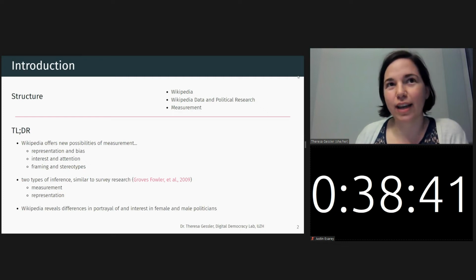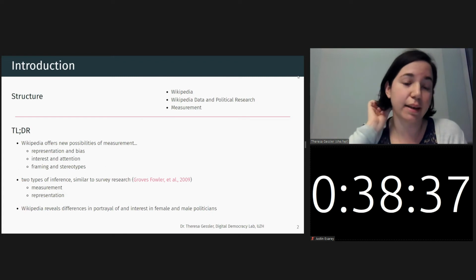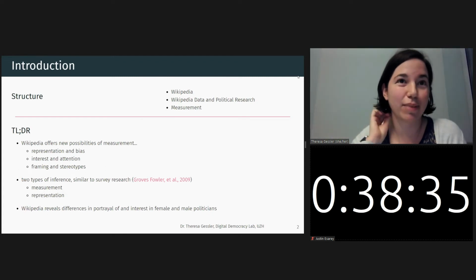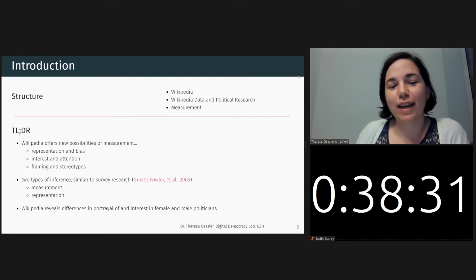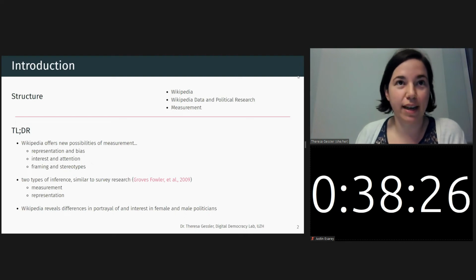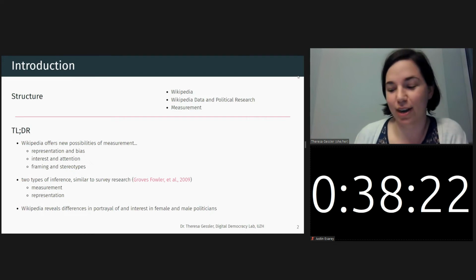Substantively, I want to talk a little bit on the sidelines about some applications that stem from my research, to make this more interesting and easier to follow. They are mostly about differences in the portrayal of and interest in female and male politicians. So I will also talk a bit about what Wikipedia reveals to us about that.